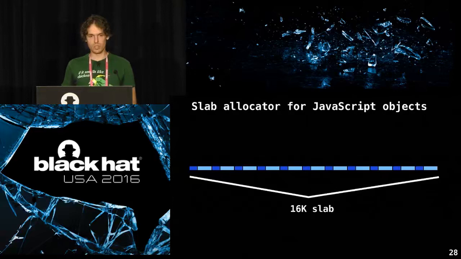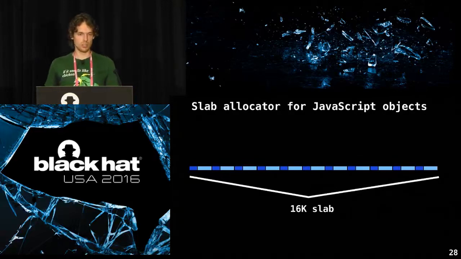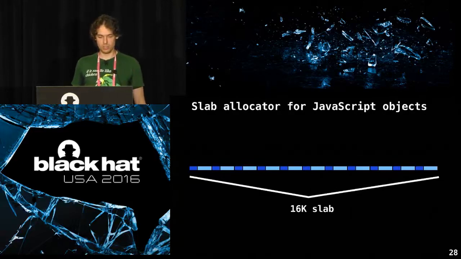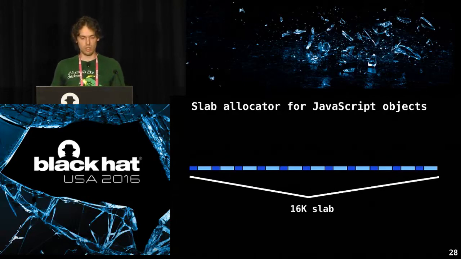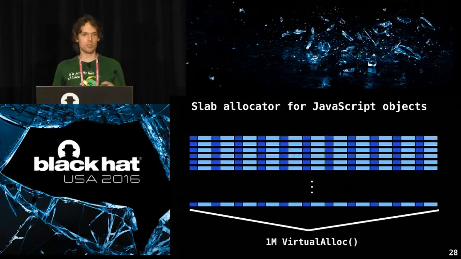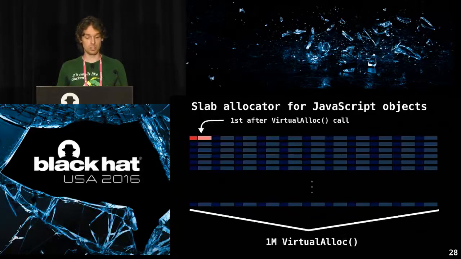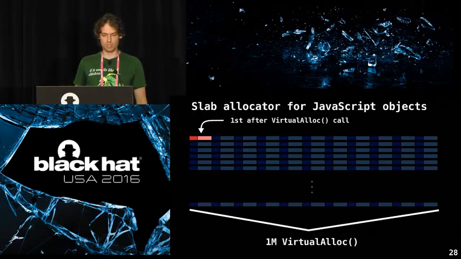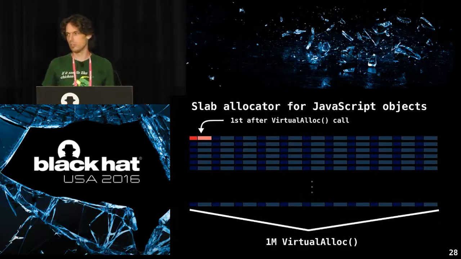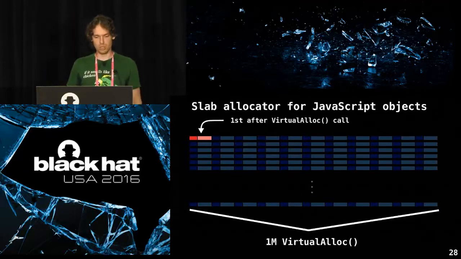So these objects are allocated using a slab allocator. Every pool is 16K in size, but every megabyte there's a new virtual alloc call which allocates an extra megabyte, and which gives us a timing side channel on the first allocated object. This object happens to be at the 1 megabyte boundary. So there we reduce our entropy.